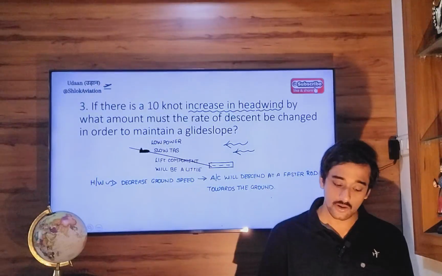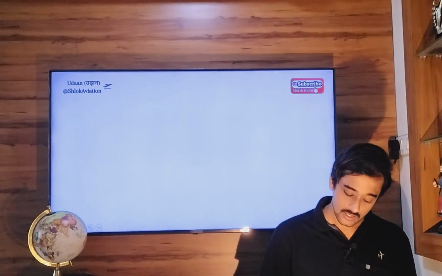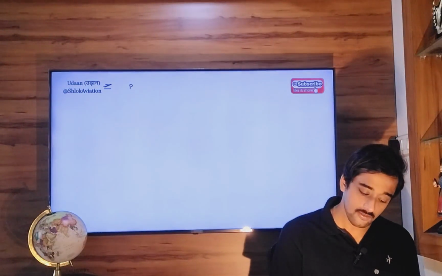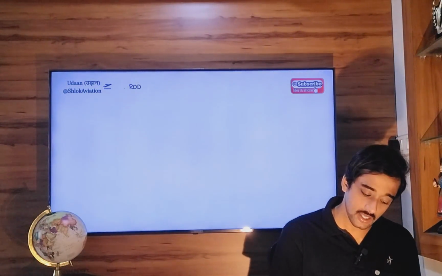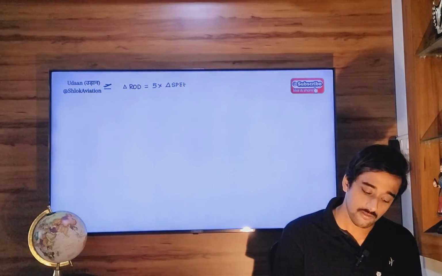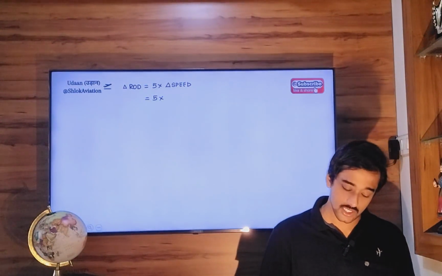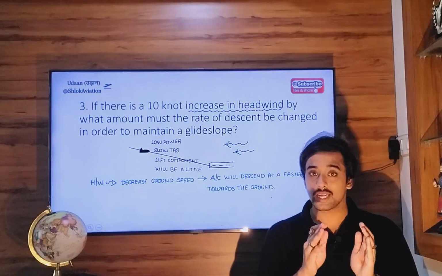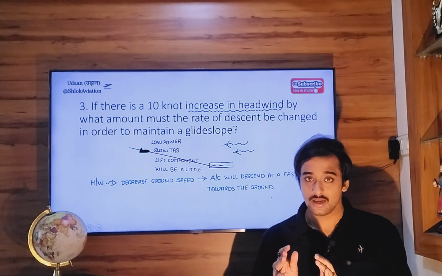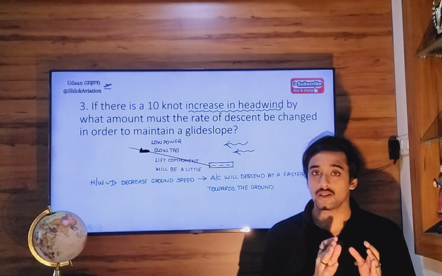Now, if there is a 10 knot increase in headwind, by what amount must the rate of descent be changed? So the formula is: change in rate of descent equals 5 times change in ground speed. So what is the change in ground speed? When there is a 10 knot increase in headwind, what will happen to our ground speed? Our ground speed will decrease by 10 knots.